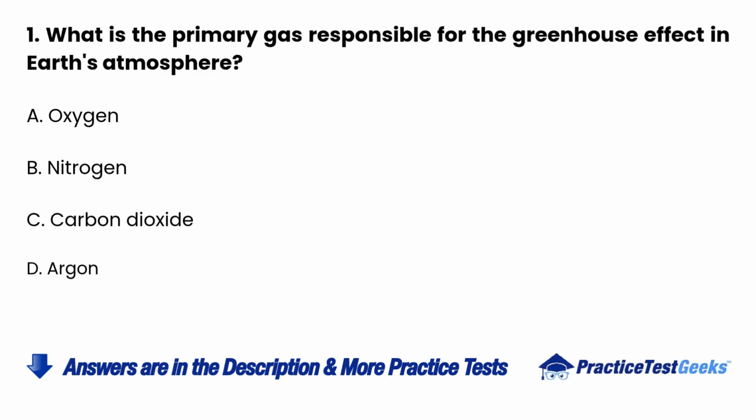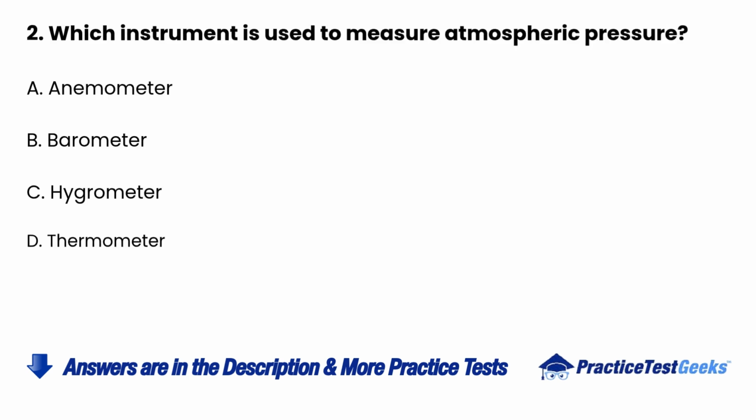1. What is the primary gas responsible for the greenhouse effect in Earth's atmosphere? A. Oxygen. B. Nitrogen. C. Carbon dioxide. D. Argon. 2. Which instrument is used to measure atmospheric pressure?